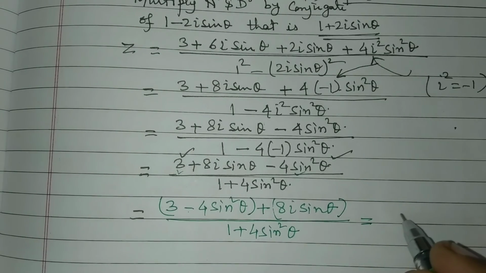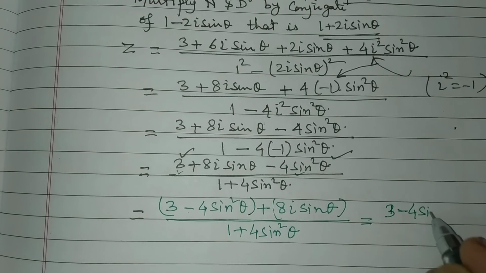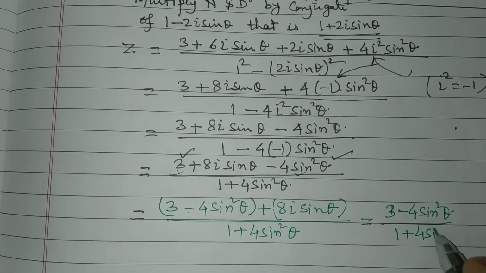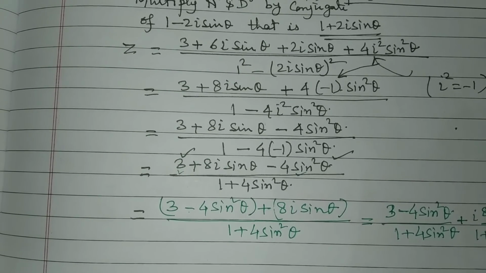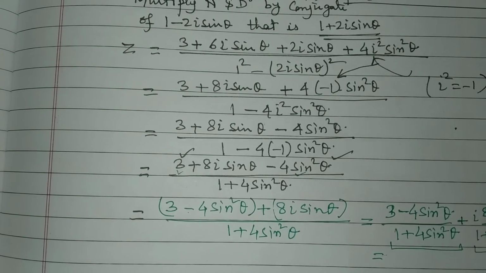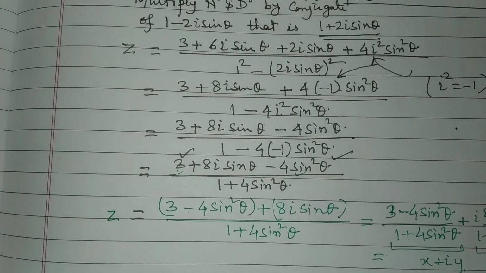Now this whole thing is the real part, and this whole thing is the imaginary part, so we can bifurcate it. z is equal to (3 minus 4 sin square theta) divided by (1 plus 4 sin square theta), plus i into 8 sin theta divided by (1 plus 4 sin square theta). This is in x plus iy form.